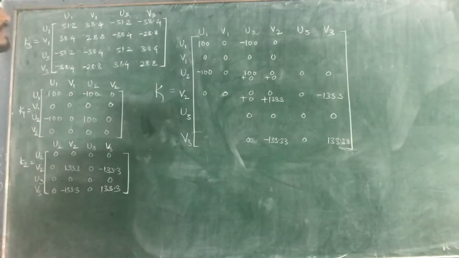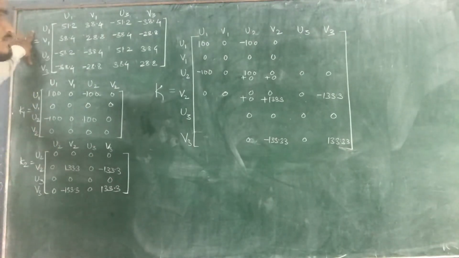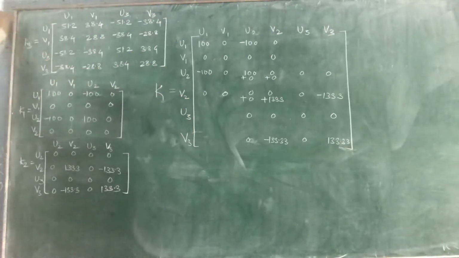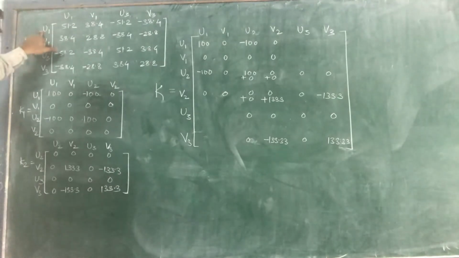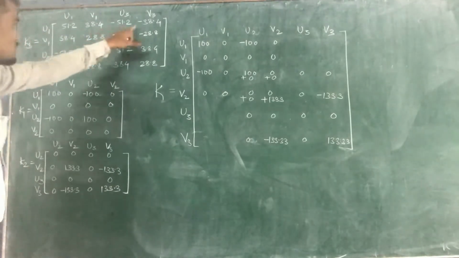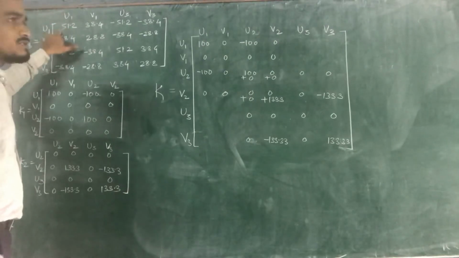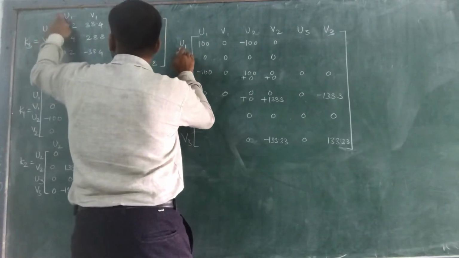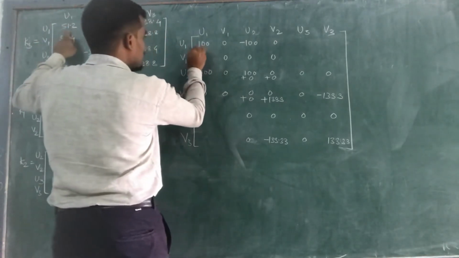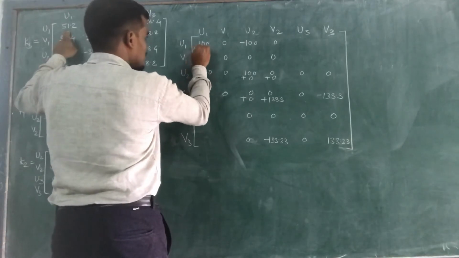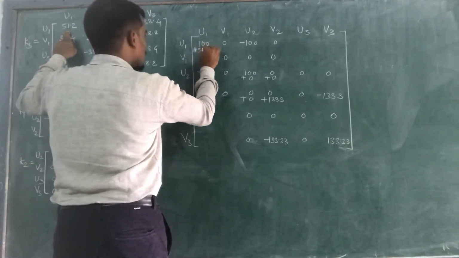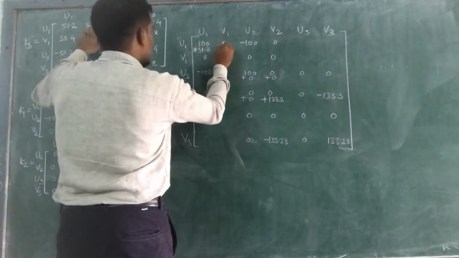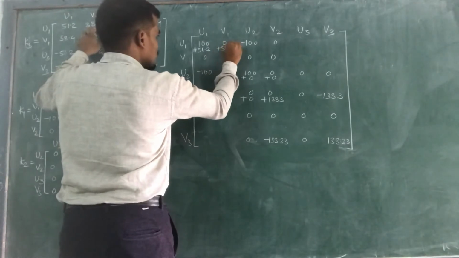Okay, now next is the third elemental stiffness matrix. We need to map this matrix over the global stiffness matrix. First row is U1, and it will start from the U1 column. This will start from the U1 row, U1 column. The value is 51 plus 51.2. Then U1 row, V1 column: 38.4 plus 38.4.